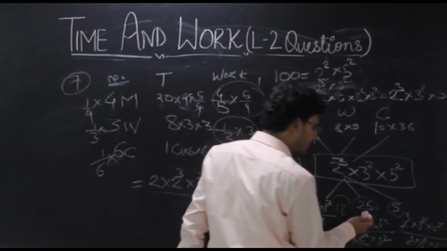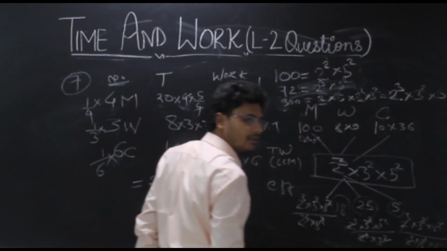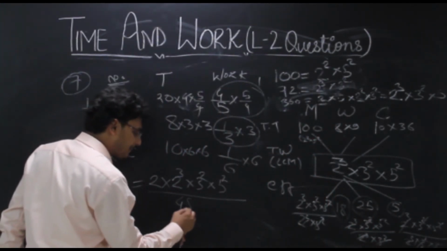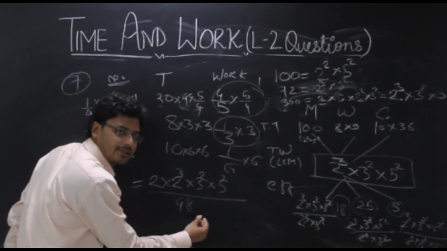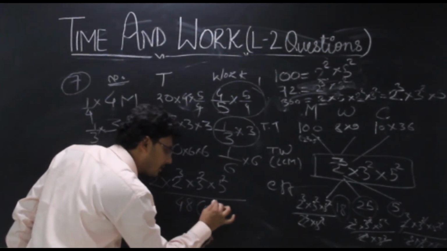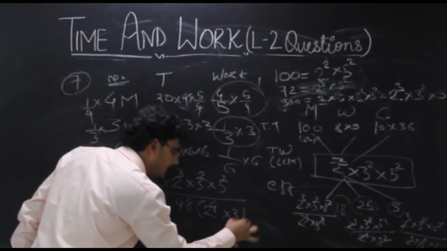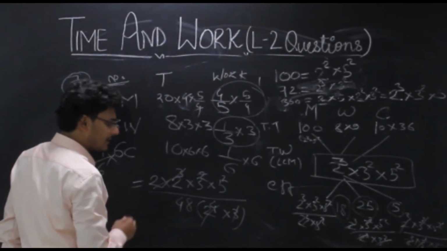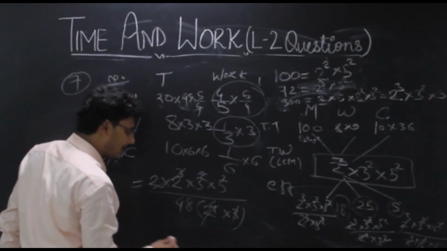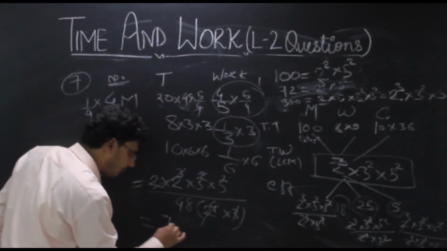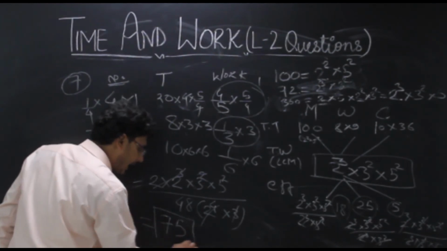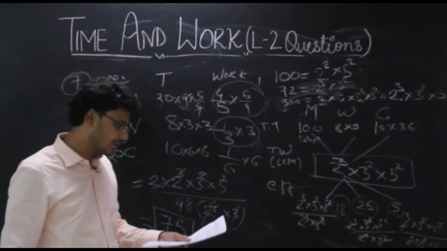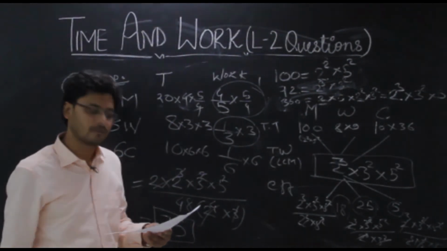This is 18 plus 25 plus 5, that is 30 plus 18, that is 48. 48 is nothing but 16 threes, and 16 means 2 to the power 4 into 3. So the 3 will get cancelled out, and this 2 to the power 4 will get cancelled out by this. So what remains is 3 into 5 square, that is 75, which would be my final answer. So the answer for this question is 75, that is option A.